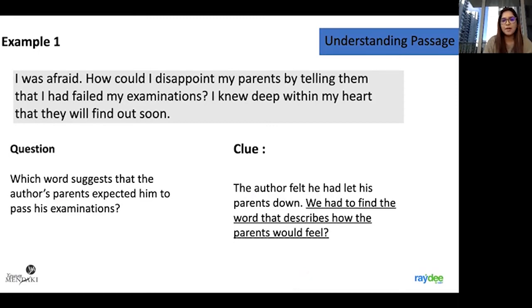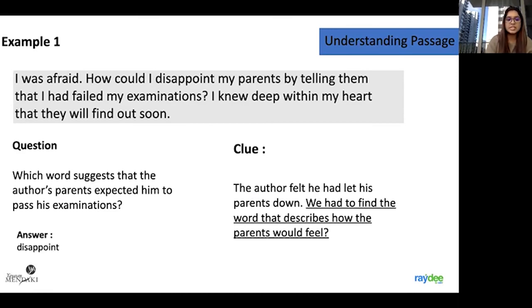Now, example 1, I was afraid. How could I disappoint my parents by telling them that I had failed my examinations? I knew deep within my heart that they will find out soon. So the question here is, which word suggests that the author's parents expected him to pass his examinations? So you need to direct the students to certain clues. Like the author felt he had let his parents down, right? So we had to find the word that describes how the parents would feel, which is disappoint, right?